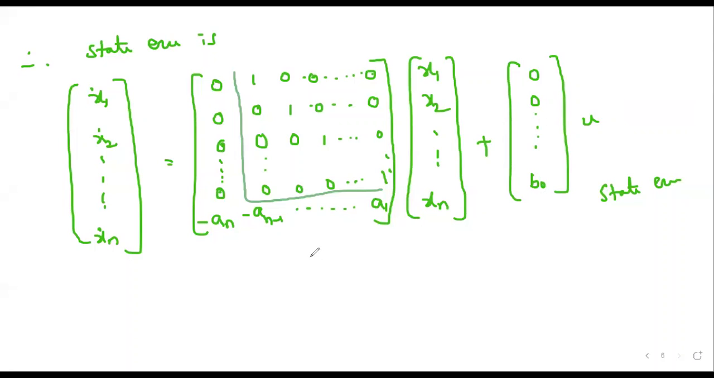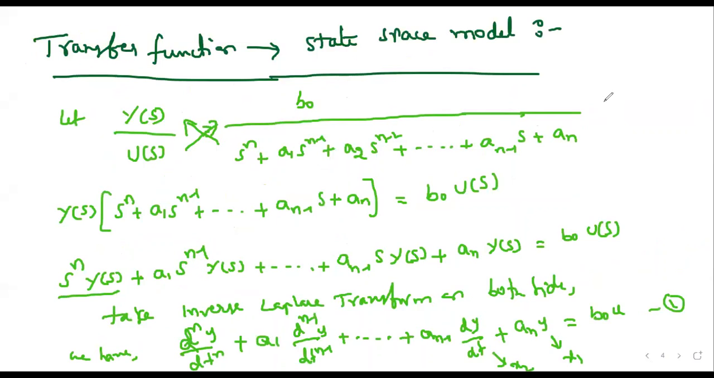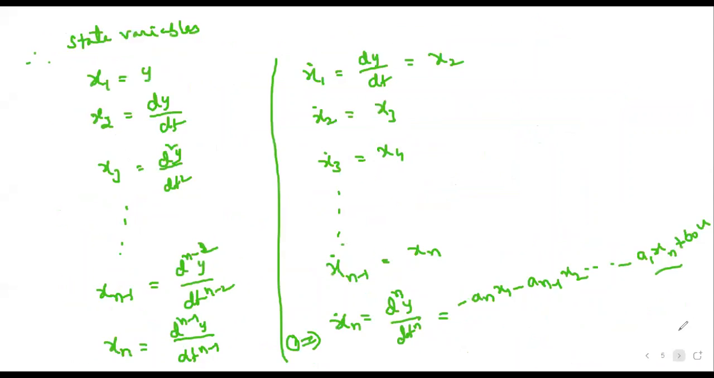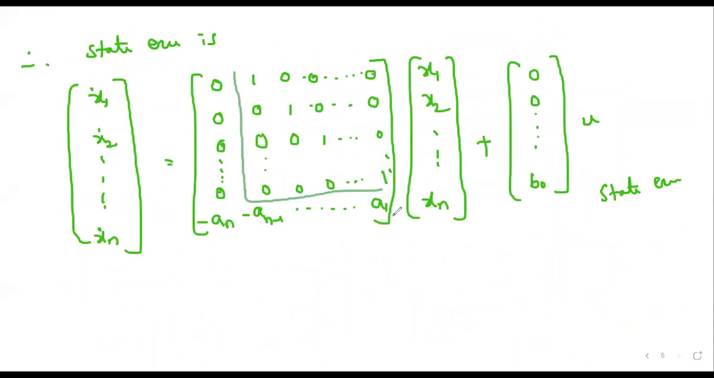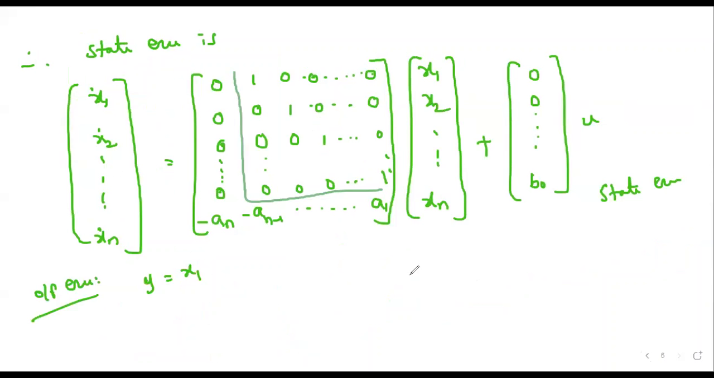So this format is applicable only for a transfer function in this form, where the numerator has only one coefficient. This is the state equation. Similarly, the output equation, that is y is equal to x1, correct? So y is equal to x1.